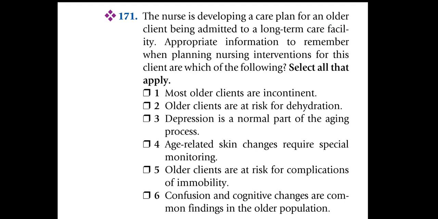171. The nurse is developing a care plan for an older client being admitted to a long-term care facility. Appropriate information to remember when planning nursing interventions for this client are which of the following? Select all that apply. 1. Most older clients are incontinent. 2. Older clients are at risk for dehydration. 3. Depression is a normal part of the aging process. 4. Age-related skin changes require special monitoring. 5. Older clients are at risk for complications of immobility. 6. Confusion and cognitive changes are common findings in the older population.